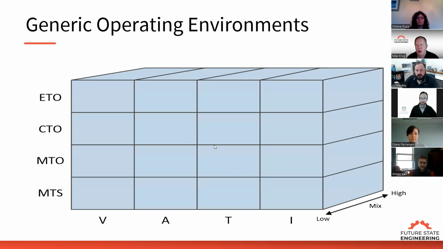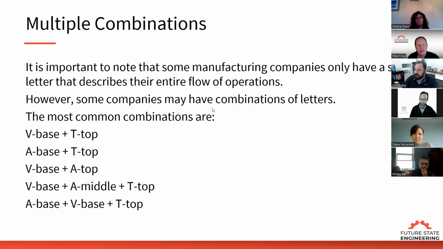So think about where your organization fits, and you might have multiple. I think Fearless, who's on the call, probably has multiple environments, and that's a little more challenging. I think Heath at Gasbury has multiple configurations too. And then we can have combinations of the plant types, so a V base with a T top, or an A base with a T top. There are all these different configurations that can be a combination.